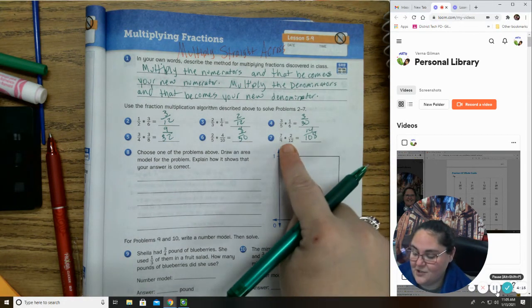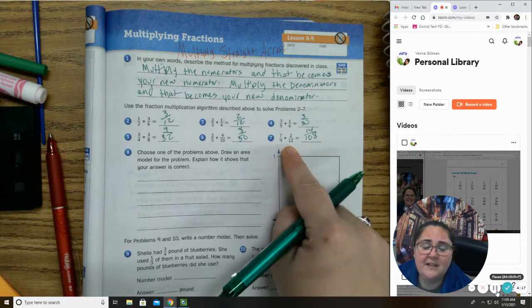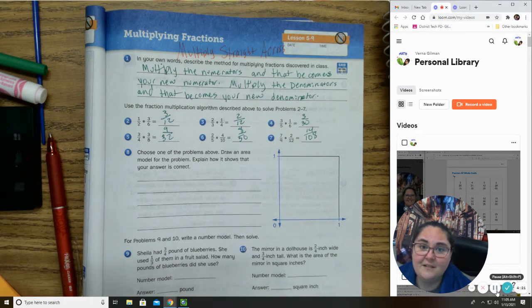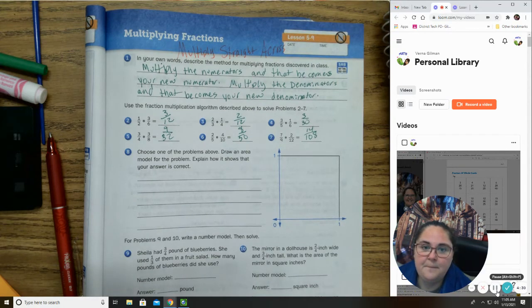I think that this method is a lot easier than trying to draw out a picture. Can you imagine trying to draw a picture with 7 ninths and 2 twelfths and then trying to figure out how many were shaded or how many there are total? Yeesh. That's why knowing how to multiply fractions straight across can help. Knowing these algorithms is definitely going to help you.